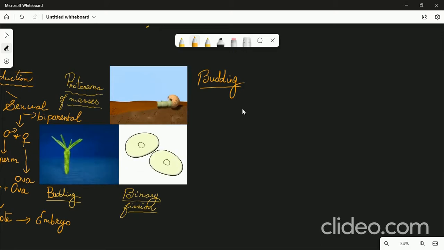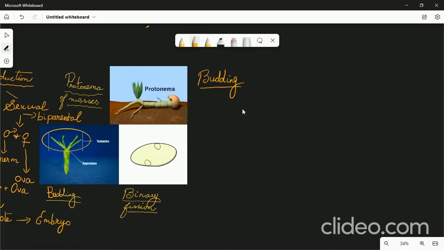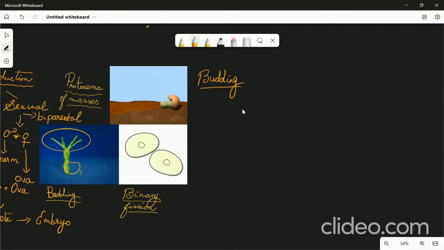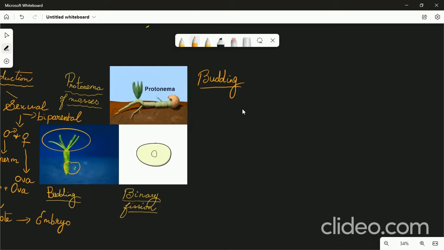So see this GIF image. This is a hydra with tentacles. Here from the hydra a small constriction, that is a bud, will be formed, and that bud will become mature, and the matured bud will fall off onto the ground and become an adult hydra. The hydra belongs to phylum Coelenterata. It has tentacles. Okay, so this is the example for budding. Budding in hydra.